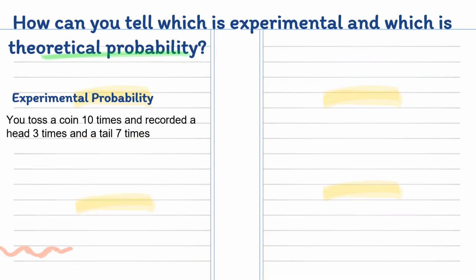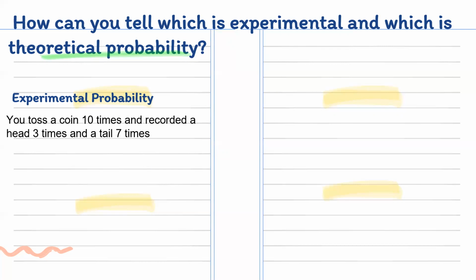This one is an example of an experimental probability. For example, you toss a coin 10 times and record a head 3 times. This is the result. When you toss a coin, 3 times it comes out head, then 7 times it comes out tail. Just like the definition of experimental probability, you do the experiment yourself. You toss a coin 10 times and then you record the result.